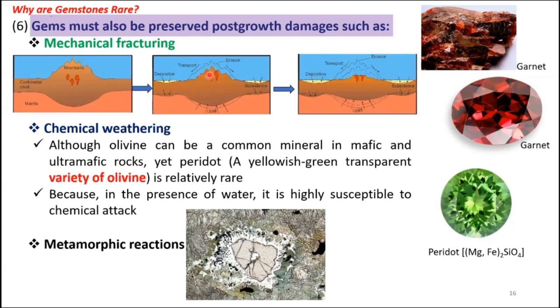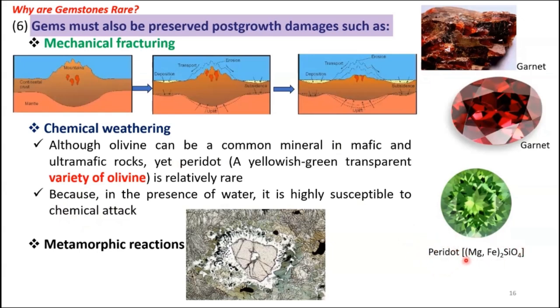But during upliftment, due to removal of this overlying weight, what can happen? Garnet can experience volume expansion. Then fractures can develop. So mechanical fracturing is a negative effect on the value of a gemstone. And chemical weathering, because after reaching the Earth's surface, some minerals are highly unstable. They are heavily affected by chemical weathering. The best example is olivine. Gem quality olivine, gemologists call it peridot.